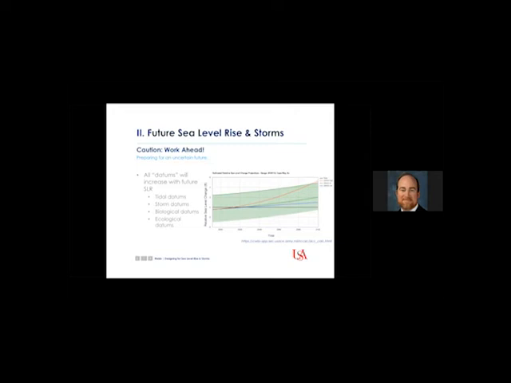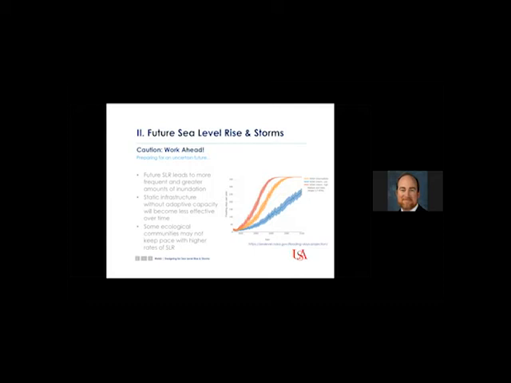Things we don't often talk about, especially not as engineers, are your biological and ecological datums. So the areas about the tide range where you find different sorts of habitats that are typically very important in the context of living shorelines design. So all of these things are going to creep up over time with future sea level rise.